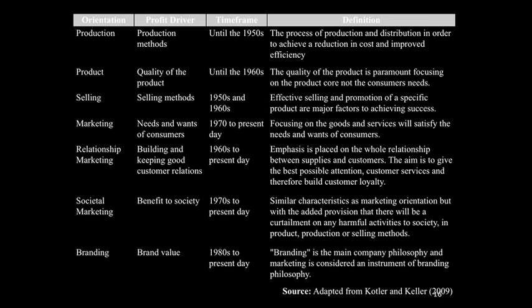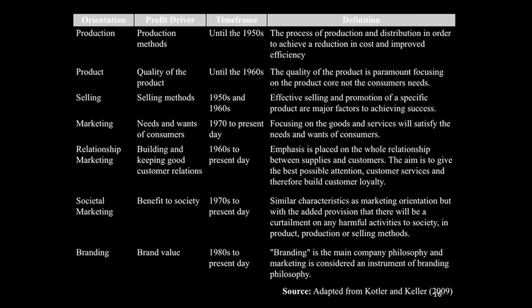Product was obviously very much about the quality of the product, and that was pretty much until the 1960s. Quality of the product was paramount to ensure that we were meeting the customer's needs. Selling in the 1950s and 60s was very specific, and there were major factors to achieving success. From the 1970s to the present day, it's that whole idea of marketing the consumer's needs, focusing on the goods and services that satisfy those needs and wants.